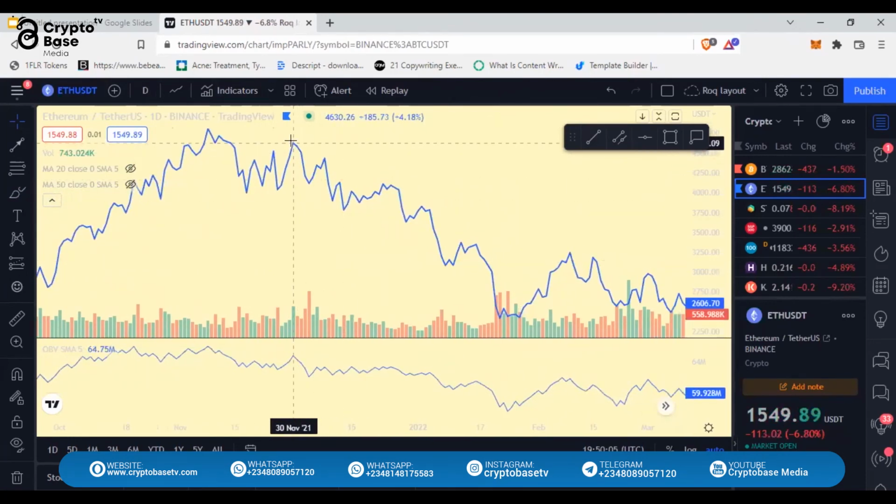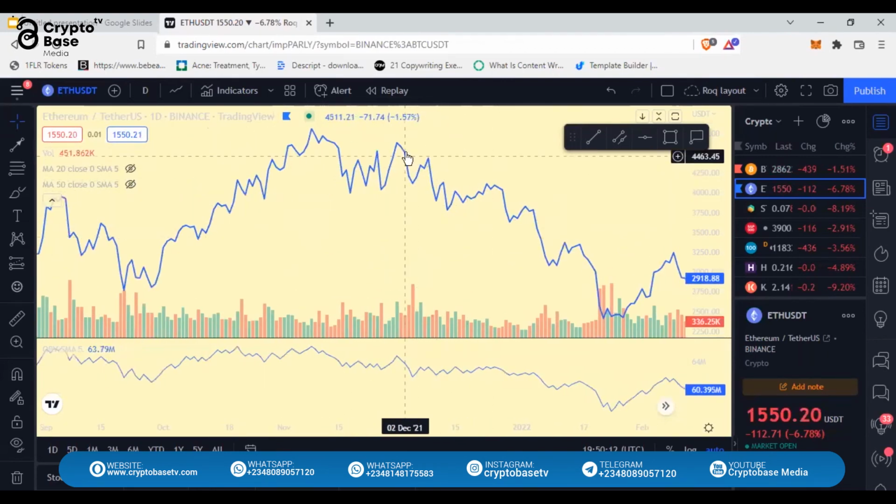See an example of it here. See this head. See the left shoulder. See the right shoulder. See the breakdown. Very easy. This is what I've been teaching, guys. You can easily spot it here. See the head. See the left shoulder. See the right shoulder. See the breakdown, and then the price went downwards. That is it, guys. As simple as that.